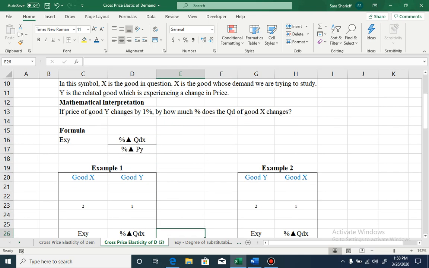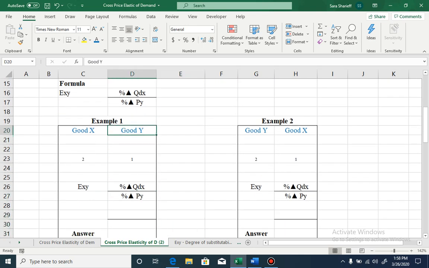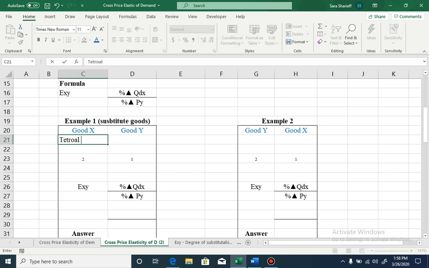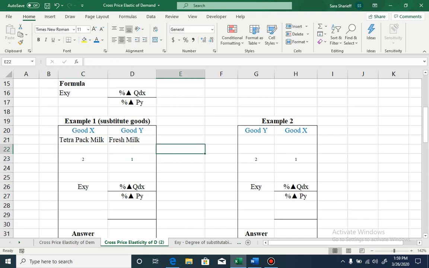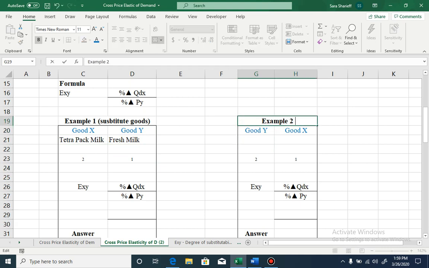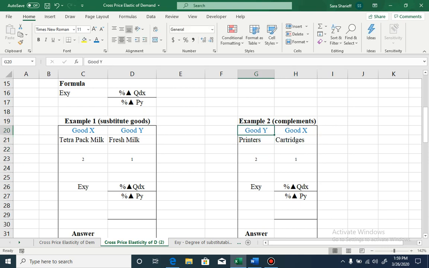Right, now let's take two examples. In example number 1, I'll be taking two substitute goods, right? Let's say I'm taking Tetra Pak milk and fresh milk, right? In example 2, I'll be taking two complementary goods. Let's say I'm taking printers and cartridges. This is good X and this is good Y.